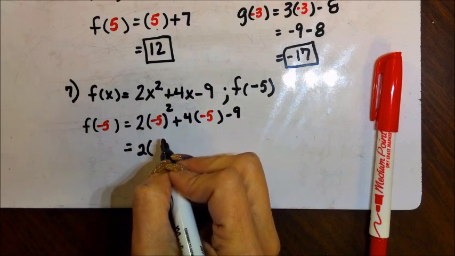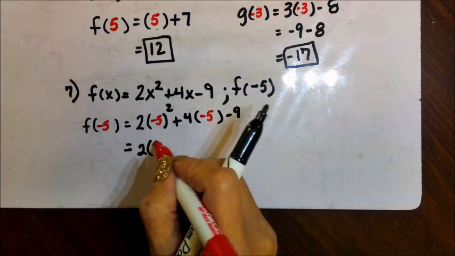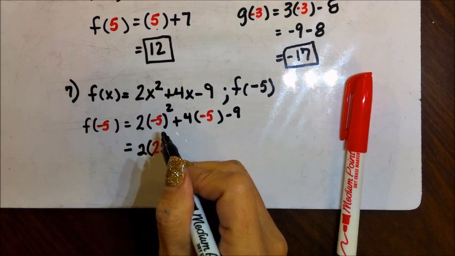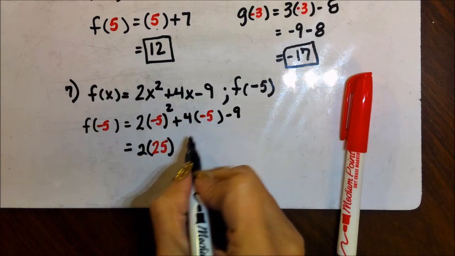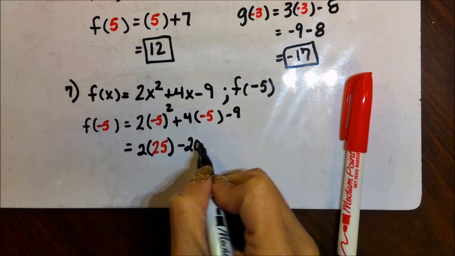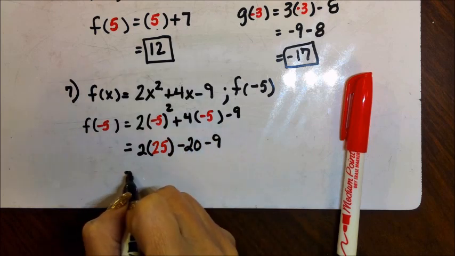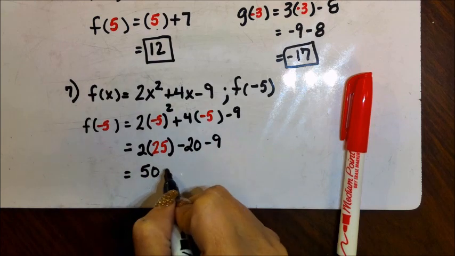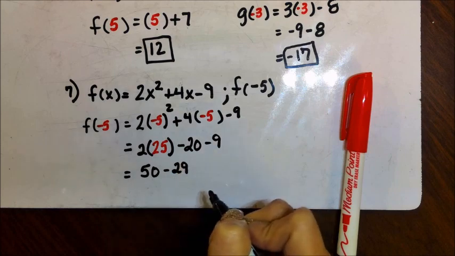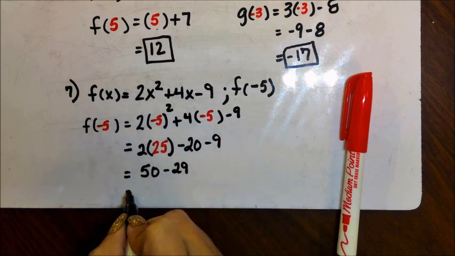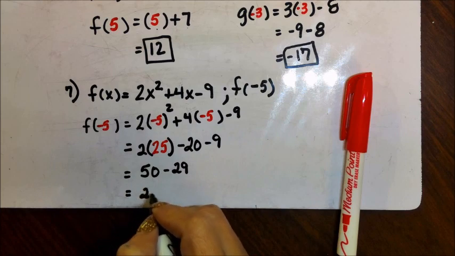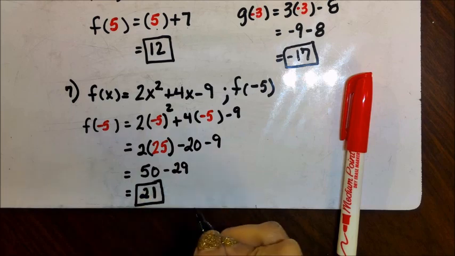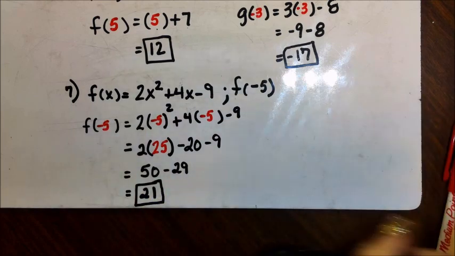Negative 5 times negative 5 is a positive 25. 4 times negative 5 is negative 20, minus 9. 2 times 25 is 50. 20 and 9 will give me minus 29, right? So that's going to give me 21. All right, so that's kind of a long one there.